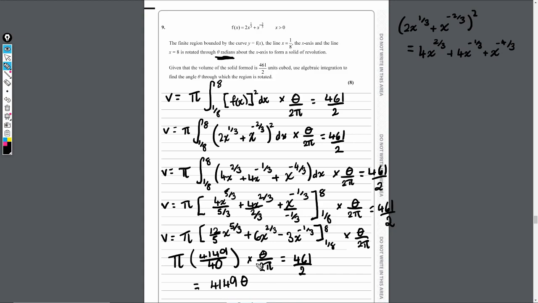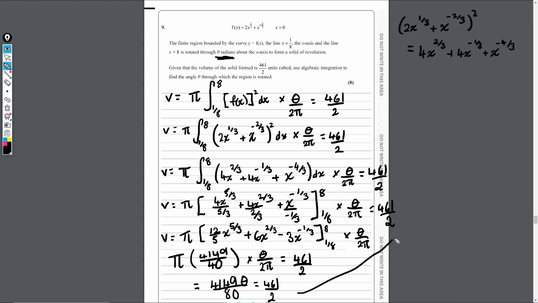So if you've got your 40 here, and then we times it by something over 2, then I'm going to get 80 as my denominator here. And this is going to be equal to 461 over 2. So now I've got to times this right hand side by 80.